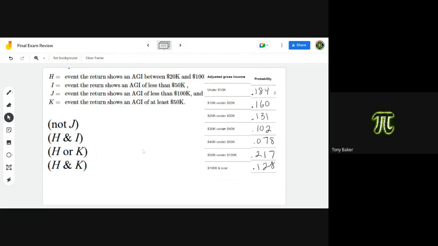All right, so H is between 20 and 100. So we're going to add up all the ones from 20 to 100. So we got the 0.131, 0.102, 0.27, or 0.078, and then the 0.217. You could also do the other direction and say, well, okay, I could just subtract off the 3, but in this case, it's about the same either way. So I wouldn't worry about it.